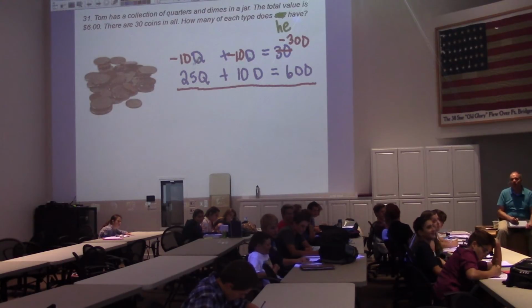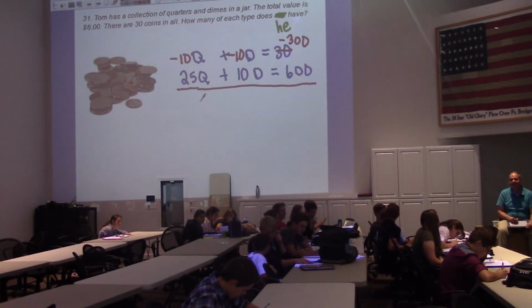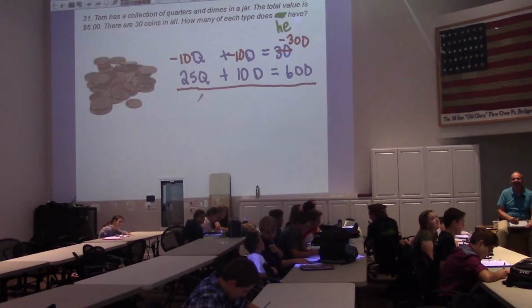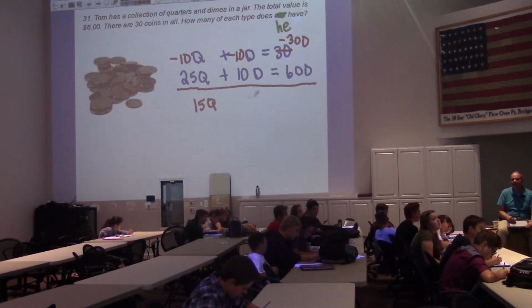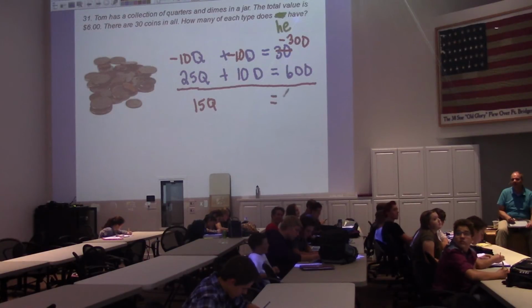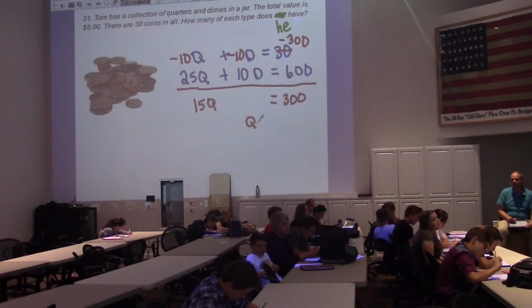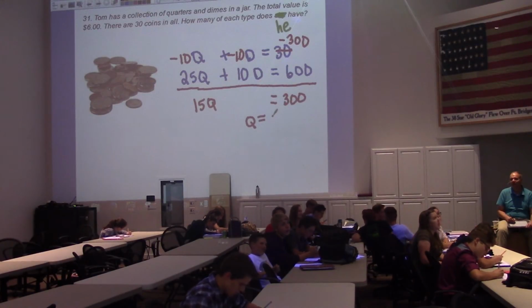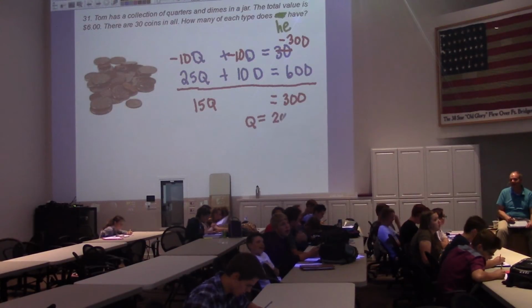So, what's your Q total? 15 quarters equals 300. Okay, so 15Q equals 300. Do the D's cancel? You divide that, gives you what? What does that divide give you? Is it 20? Yeah, 20, right?